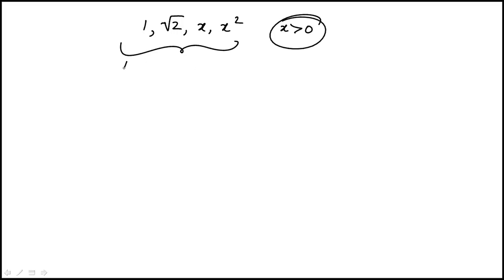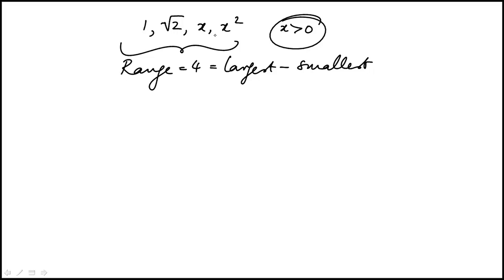So in this problem, we're given a list of 4 numbers, which consists of 1, root 2, x, and x squared, and we're also told x is greater than 0. And we're given that the range is 4. And the range refers to the difference between the largest and the smallest number in this set.